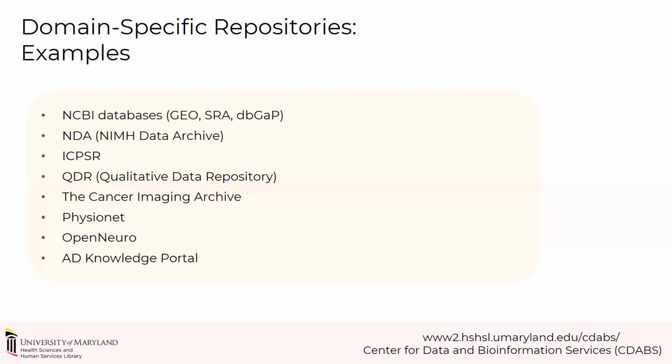Others might be more broad in scope and collect on general subject areas. So ICPSR focuses on social, political, behavioral data. So it's domain specific, but it also has a pretty broad scope of what it can collect. There are others that might focus on, say, a particular condition. So the Cancer Imaging Archive, which also focuses on imaging data, the AD Knowledge Portal, which collects a lot of different information on Alzheimer's disease.